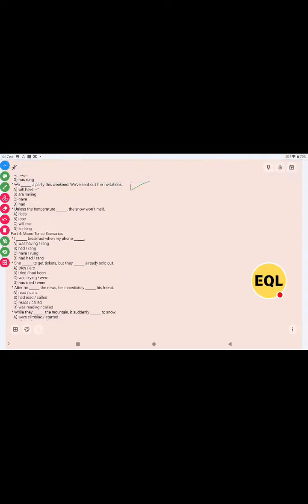Next is this one. Unless the temperature blank, the snow won't melt. Okay, here is a scientific phenomenon. So whenever you have a scientific phenomenon in the sentence, you have to use present definite. So we will use present definite, unless the temperature rises. A is the answer, unless the temperature rises. Okay, guys, I hope that you have all understood this one, and do let me know in the comments whether you liked the live stream or not.